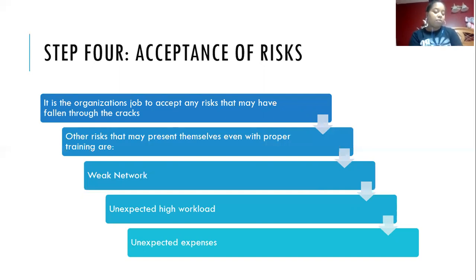And unexpected expenses can be fixed by the facility going back and reviewing their budget. But the facility may also want to think that even though they may have gone over budget for the EHR implementation, it may also benefit the company and may lessen the stress on employees if it makes their job easier.